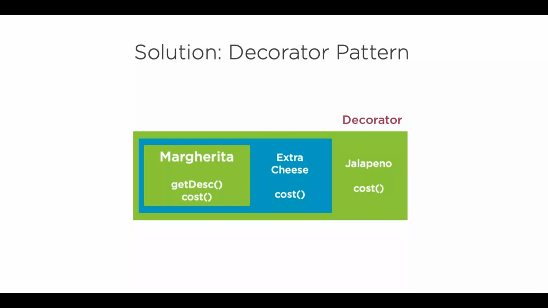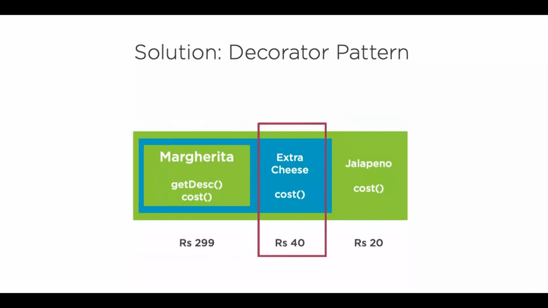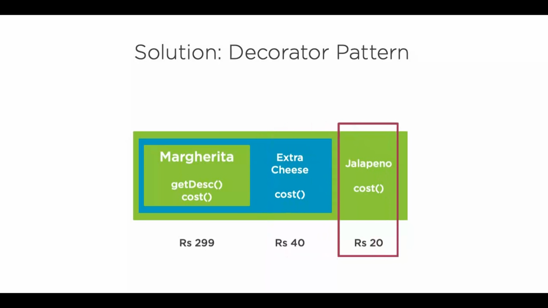So what we are going to do is use the decorator pattern. One object will have the reference to another and delegate it some work. So now let's redesign our pizza application. Taking one example, let's say the Margherita pizza. So this will be our base object.